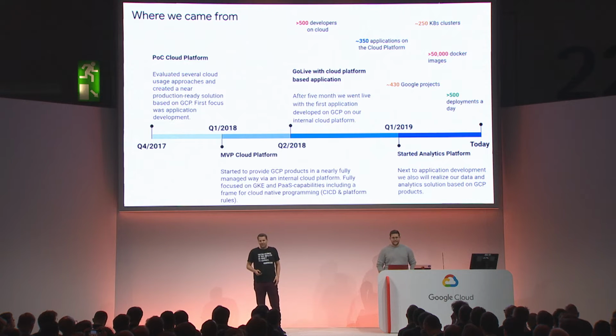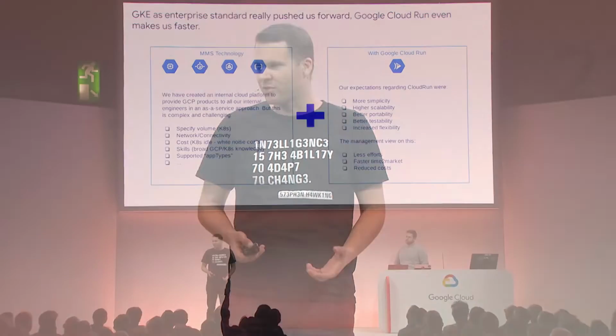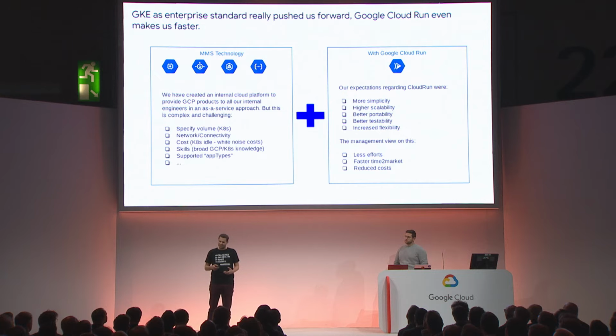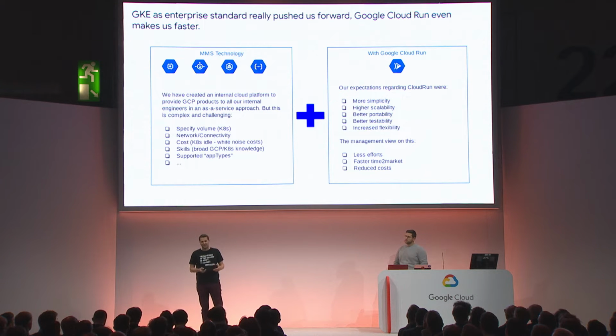This is our journey, and as you can see from all these numbers, we have a lot of Kubernetes clusters, we have a lot of Docker images, and we have nearly 60% of our internal developers onboarded on cloud. Using GKE really pushed us forward, but it also lets you do a lot of stuff besides.